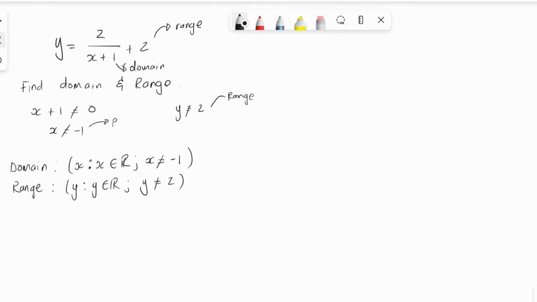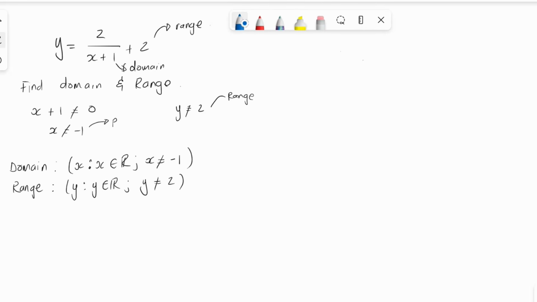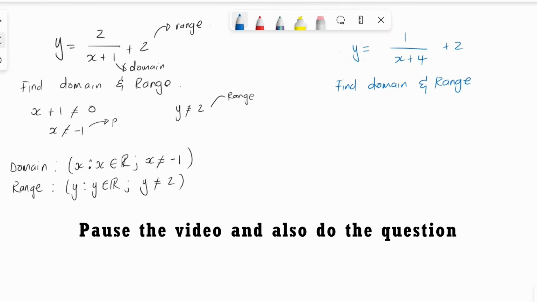Okay, so let me give you guys a question so you can do it. Let's do this one. I'm going to write it in blue here. Let's say they give you y is equal to 1 over x plus 4, plus 2. And they say find the domain and range. I'm going to give you 5 minutes to do it, and we're going to do the solution together. Are you guys done?